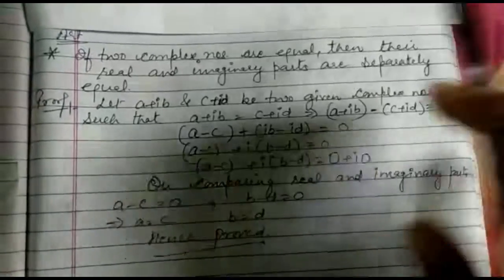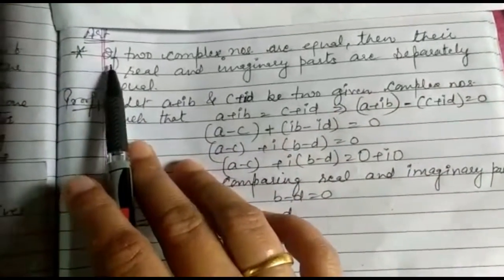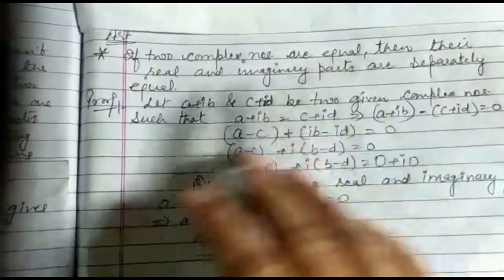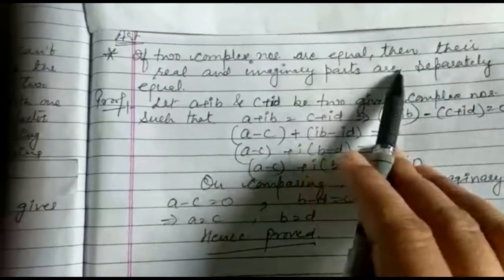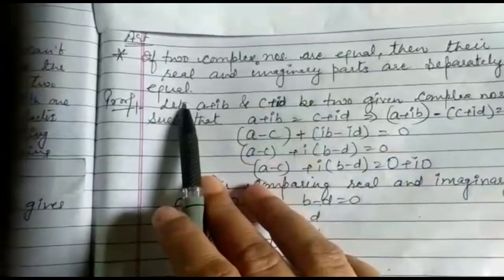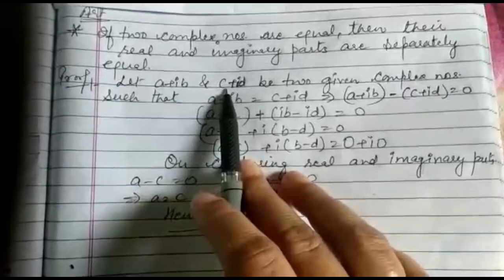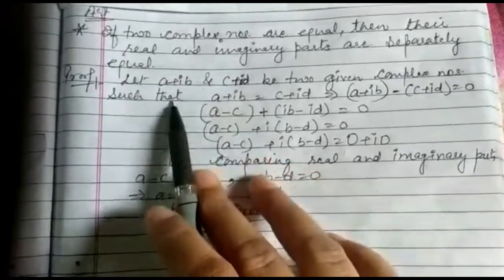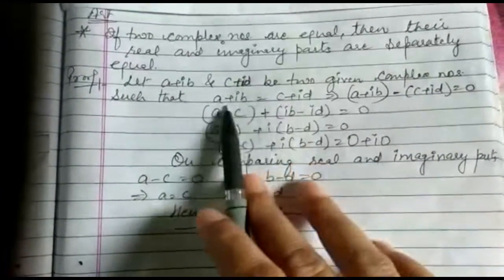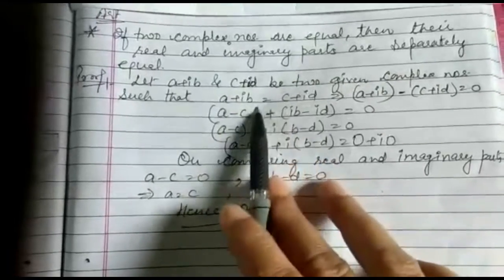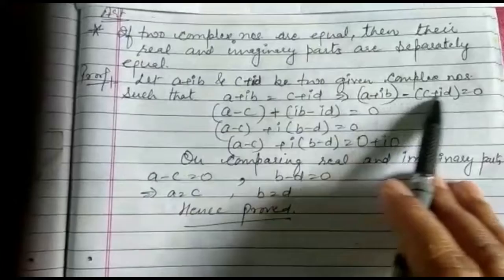Students, let's start with the new article. The statement is, if two complex numbers are equal, then their real and imaginary parts are separately equal. Let us suppose two complex numbers a plus iota b and c plus iota d, such that both complex numbers are equal. On taking one complex number to the other side with the negative sign, we get the expression equals to 0.